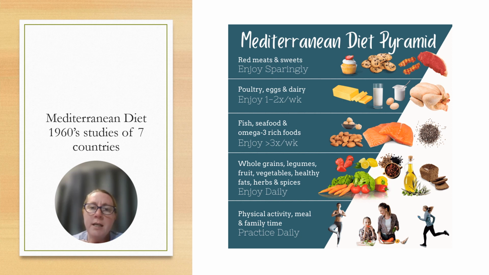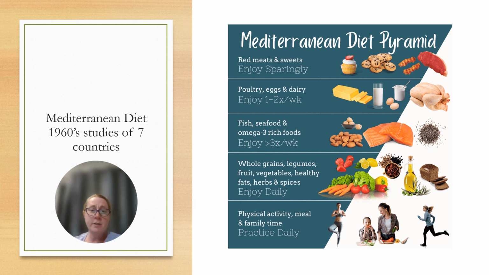So red meat and sweets we want to enjoy sparingly, meaning not very often. Poultry, eggs, and dairy, enjoy 1 to 2 times a week. Fish, seafood, and omega-3 rich foods we want to have greater than 3 times a week. Whole grains, legumes, fruits, vegetables, healthy fats, herbs and spices enjoy daily.